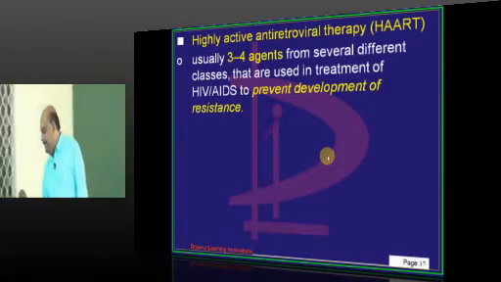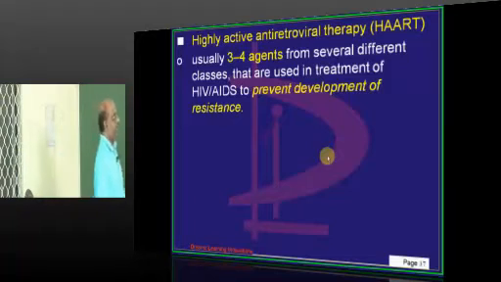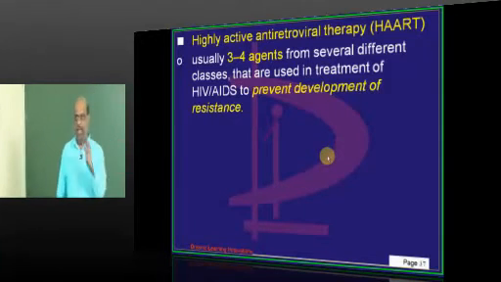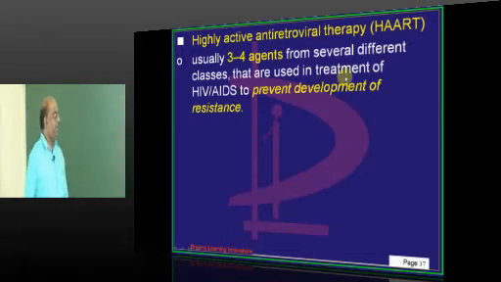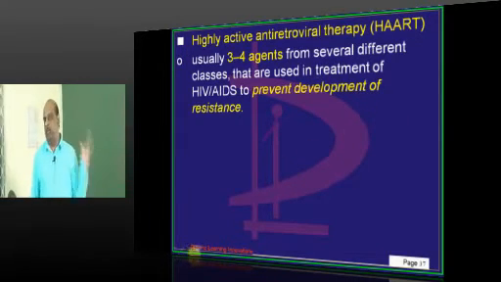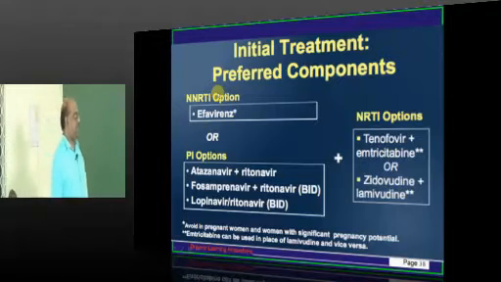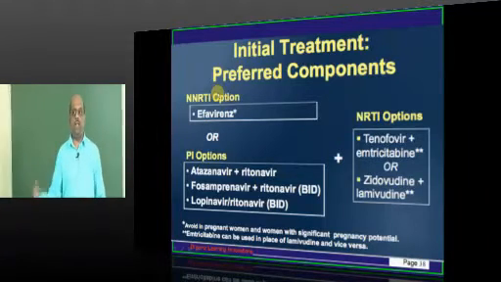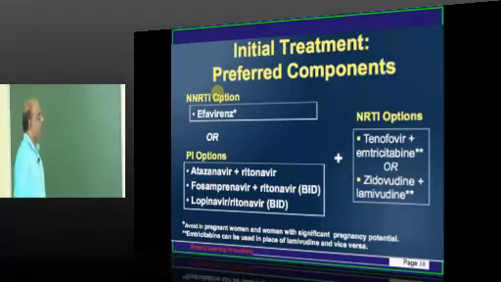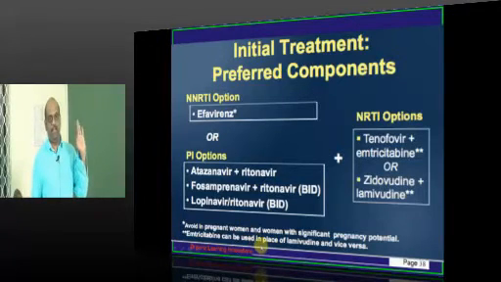So finally, let us talk about HAART, highly active antiretroviral therapy, where you will basically be combining 3 to 4 agents. The main idea is to prevent the development of resistance. So what are the options which are available for you? Preferred options. First, let us talk.